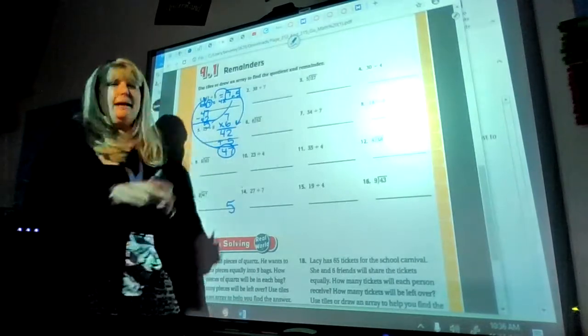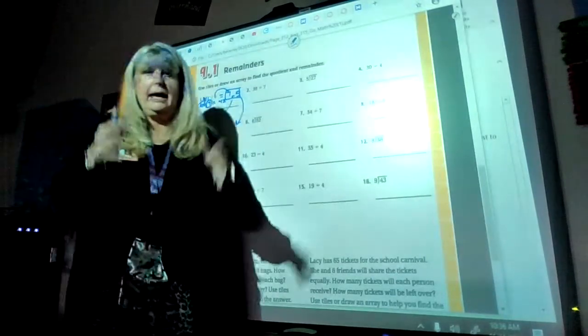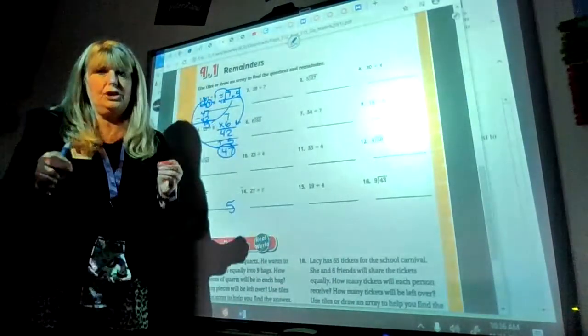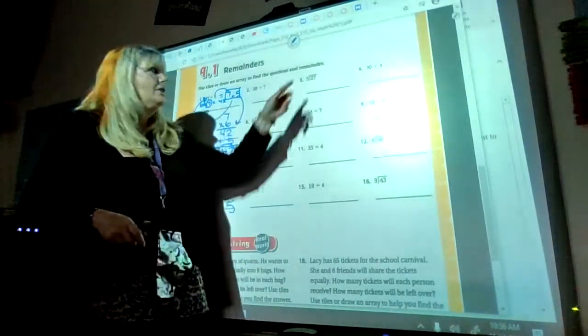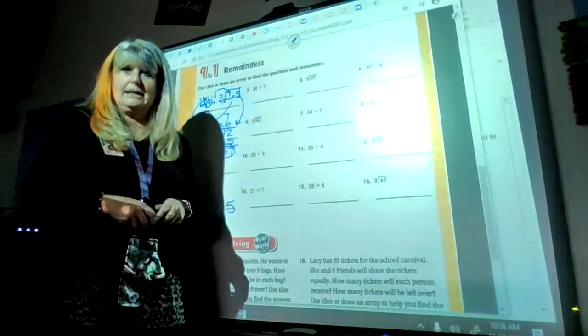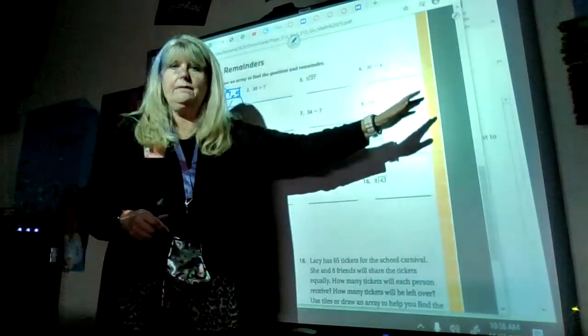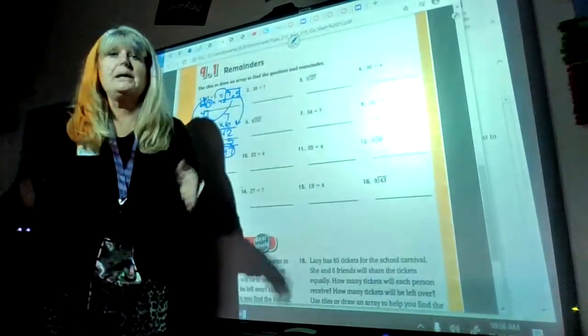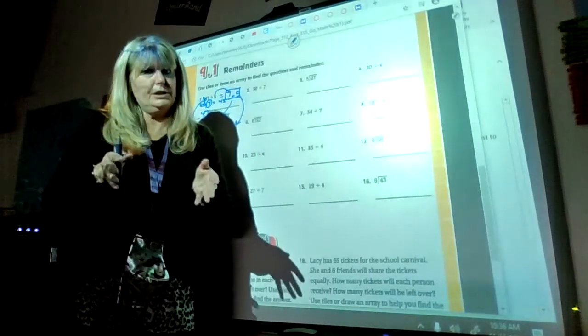Now, you don't have to do this, but if you're okay not drawing your tiles and you are understanding this, then you are welcome to try it this way. But at any point, if you want to go back and draw your tiles, please feel free to do that.